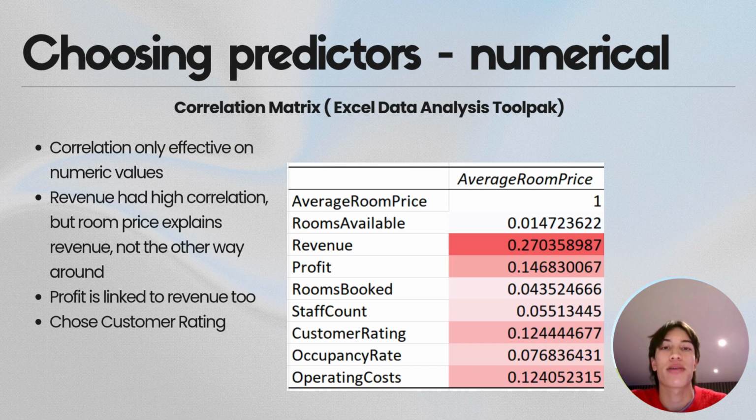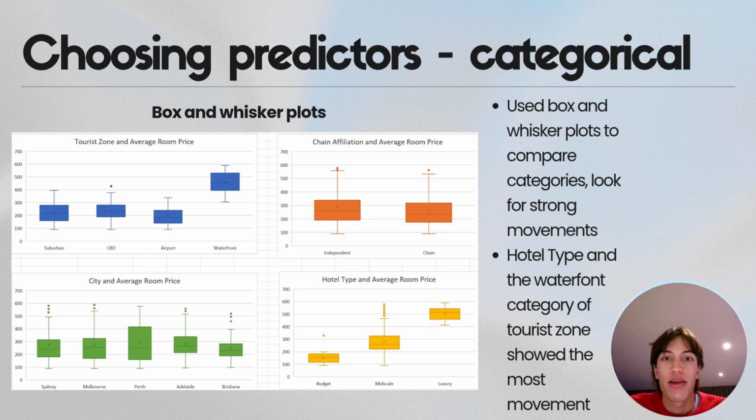We chose it over operating costs, which had a similar correlation coefficient, because our investigation is more focused on market factors as opposed to the business and operating side of running hotels. So to analyze the remaining categorical variables, we created box and whisker plots to compare distributions across individual categories in each predictor. What we saw is that chain affiliation and city had relatively stable medians across each of their respective categories. However, we still selected city for one model as it allowed for comparison with tourist zone.